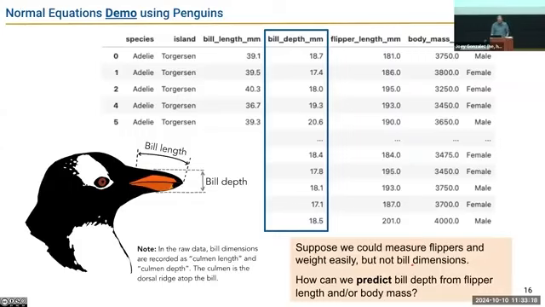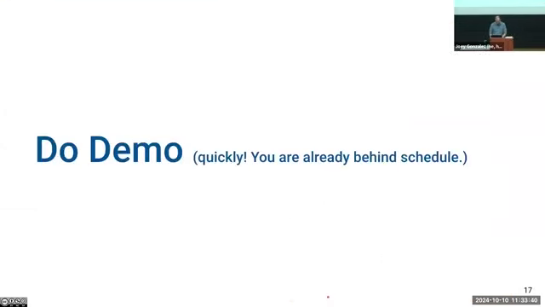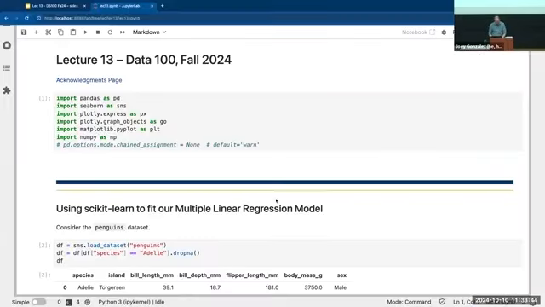All right, great. So now we're going to do a demo. Today we're going to be predicting the bill length of a penguin. Nope, the bill depth. This is an exciting number. The bill depth of a penguin, I assume based on its body mass and the flipper length. I don't know why they're related, but let's do some modeling. And we'll work through using the normal equations in code. Do the demo quickly, or we're already behind. That is true.